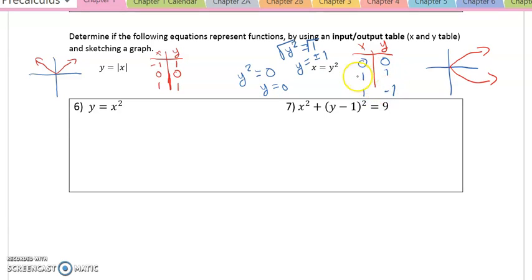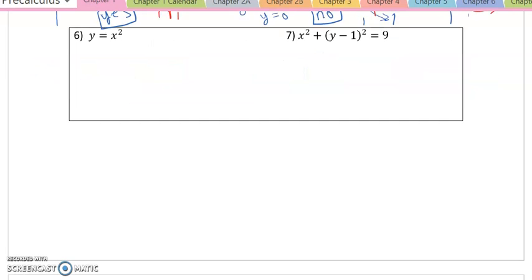So you see how this input generates 2 outputs. And that is not allowed. It also doesn't pass the vertical line test. So this would not be a function. First one was yes. Second one is no. Okay, let's move on.